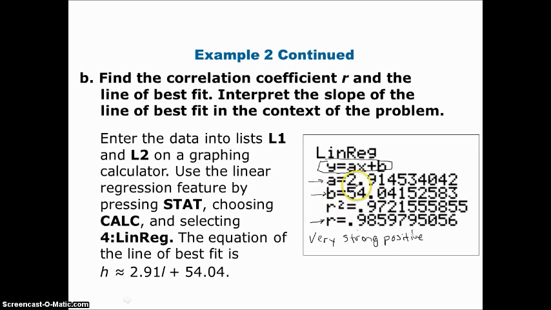And then it gave you the slope and the y-intercept of the line of best fit for that data in the calculator. So here's the equation of the line of best fit right here. Y equals 2.91x plus 54.04. There's your line of best fit.